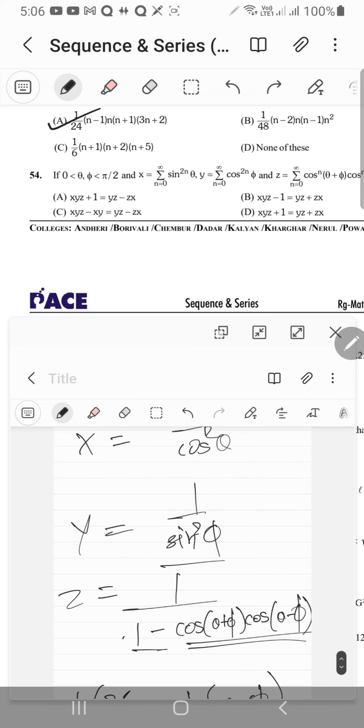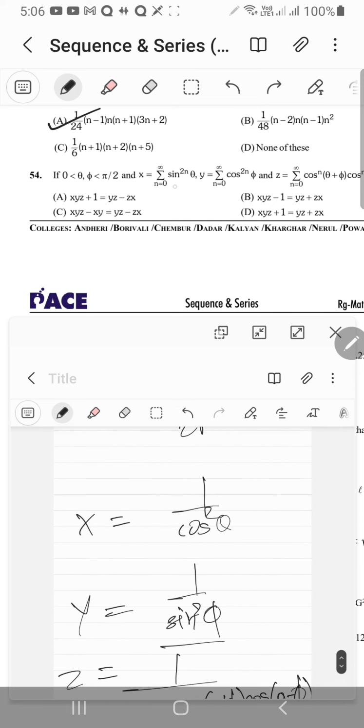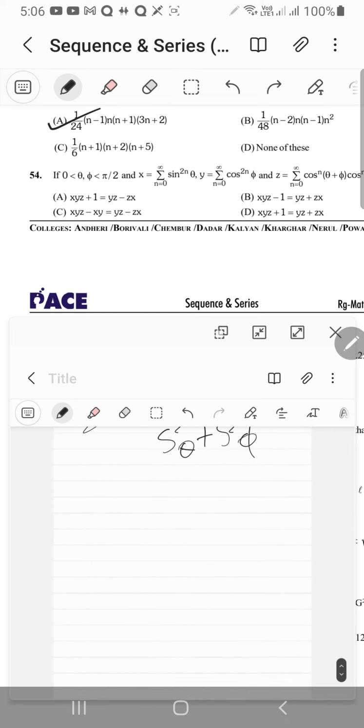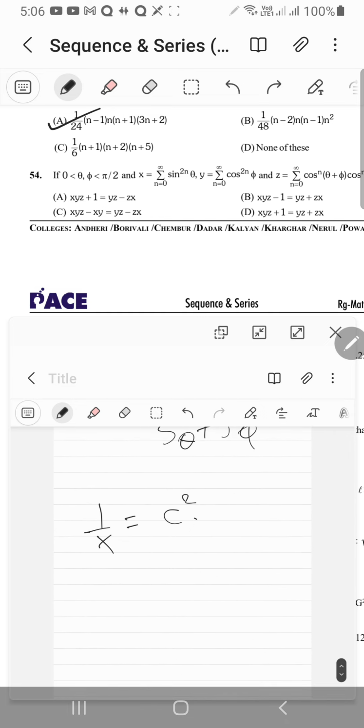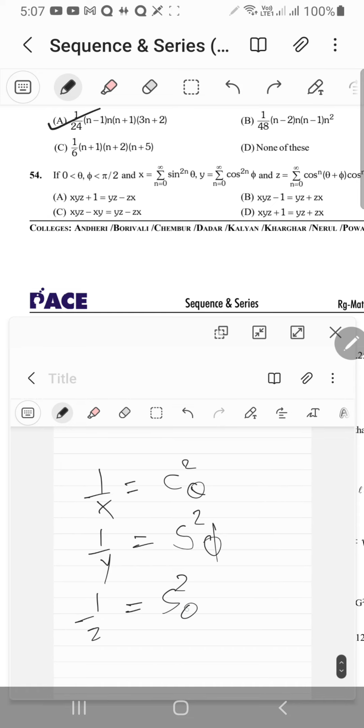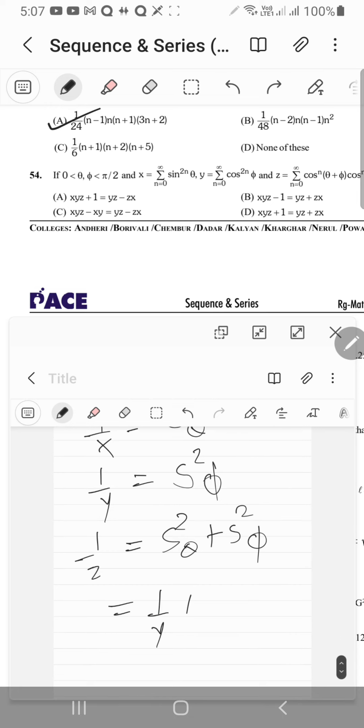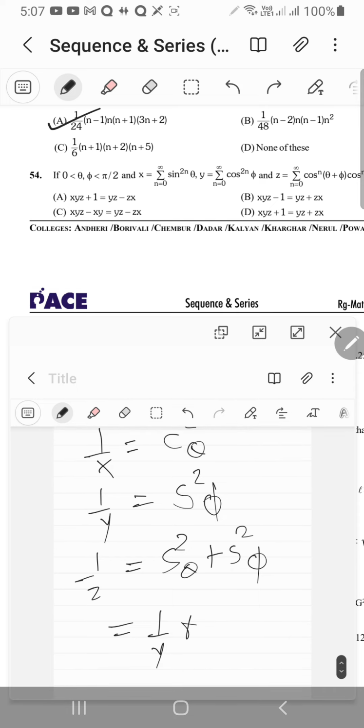And guess what? Look at this. No, X. Okay, this is cosine squared theta for some reason. Fine. 1 upon X is cosine squared theta. 1 upon Y is cosine squared phi. And 1 upon Z is sine squared theta plus sine squared phi, which is basically 1 upon Y plus 1 minus cosine squared theta. Oh, sorry, this should be phi.